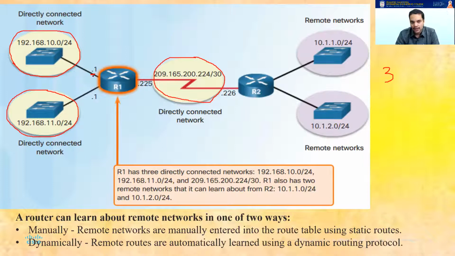The IP address for this interface is 192.168.10.1. For this, it is 192.168.11.1. For this, it is 209.165.200.225. And for R2, the IP address of this interface is 209.165.200.226. Do you understand now? So R1 has 3 directly connected networks, 1, 2, 3, and it also has 2 remote networks. These are the remote networks with respect to R1. For R2, it is also directly connected to 3 networks, and it has 2 remote networks here.